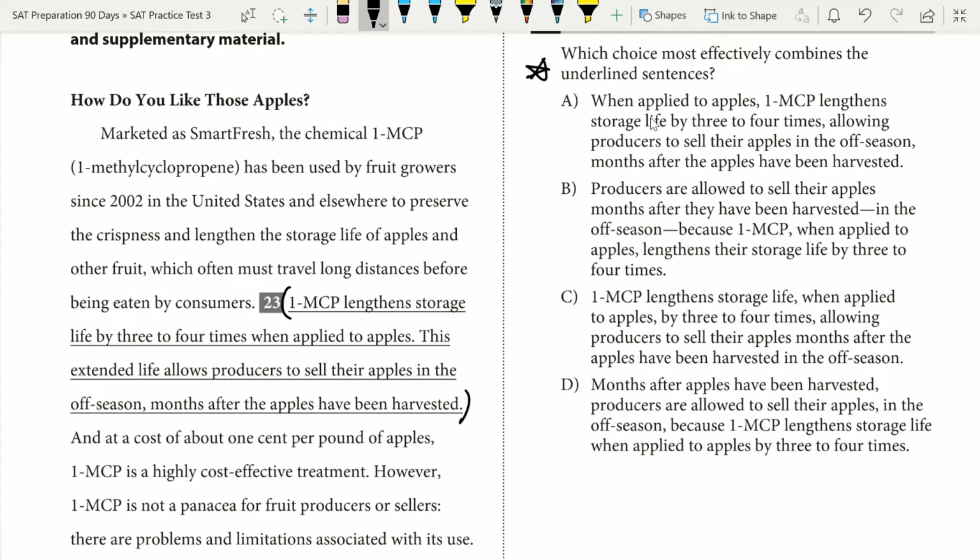All right. So if we're going to look at this, what we're really thinking is we want to follow the order of what happens here. We're going to apply our 1-MCP to apples. That's going to lengthen our storage life, which allows them to be sold months after harvest. So we're going to look for an answer choice that has that.